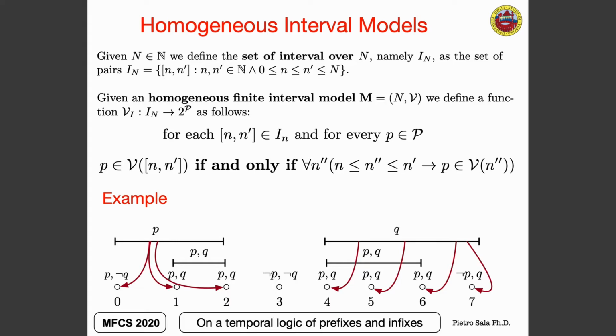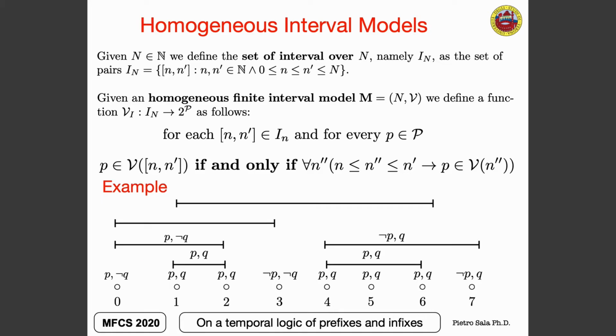P holds over all the points contained in 0, 2, and Q holds on all the points contained in 4, 7. But the presence of the negation of Q in 0 basically forces us to put non-Q on the interval 0, 2, and the presence of the negation of P on 7 forces us to put the negation of P on the interval 4, 7.